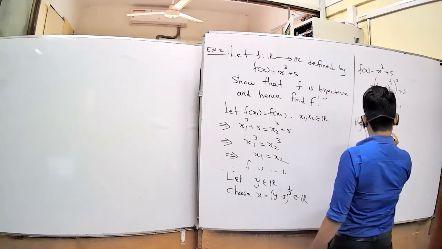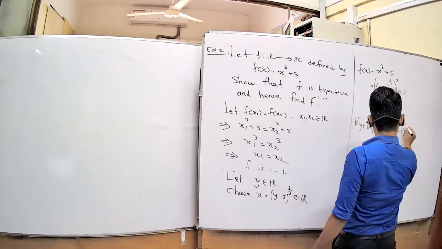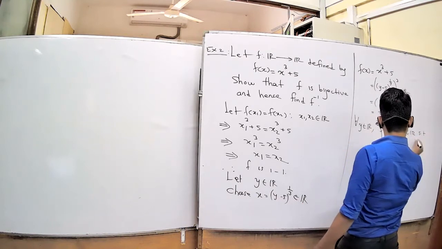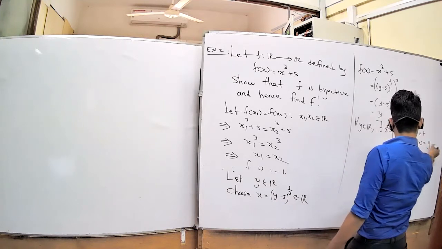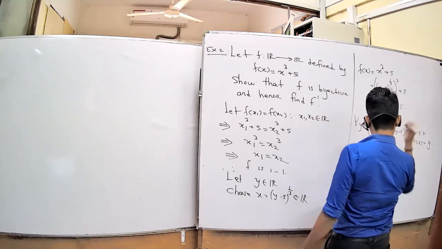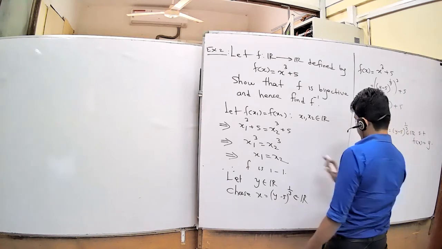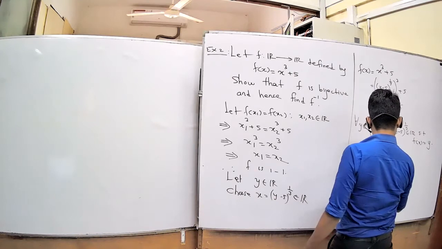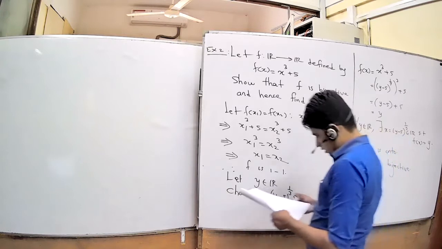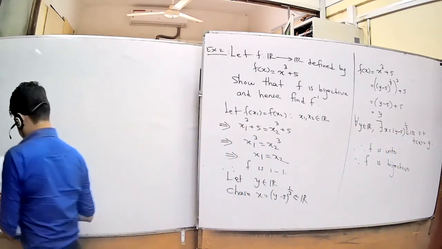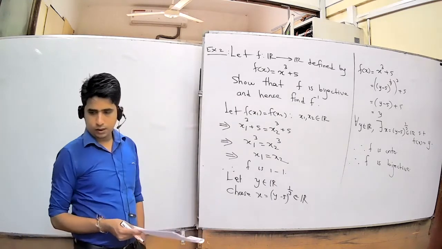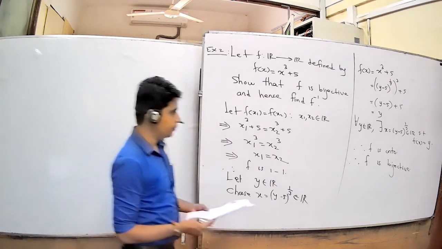There exists x equal to (y minus 5) to the power 1/3 belonging to the reals such that f of x equals y. Therefore f is onto. Therefore f is 1 to 1 and onto. Therefore f is bijective. Okay, f is bijective. Suppose f is bijective, that means f is invertible.